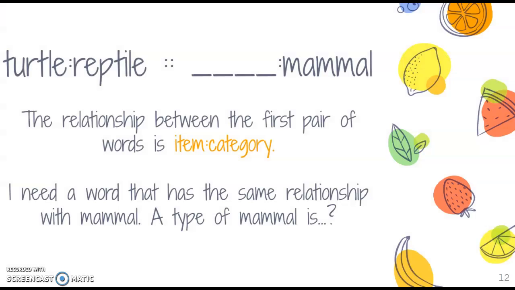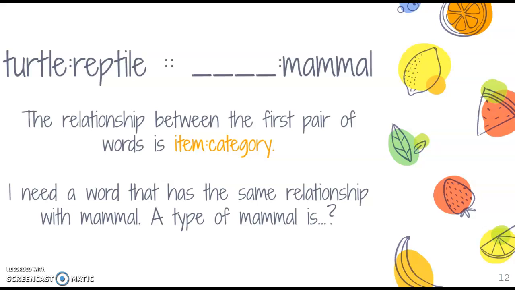How about this one? Turtle is to reptile as blank is to mammal. We have the relationship between the first pair of words as being item and category. A turtle is the item. Reptile is the category. Here, I'm not missing the category like in the last few examples. Instead, I'm missing the item. So blank is to mammal. In this one, I need an item that would fall into the category of being a mammal.